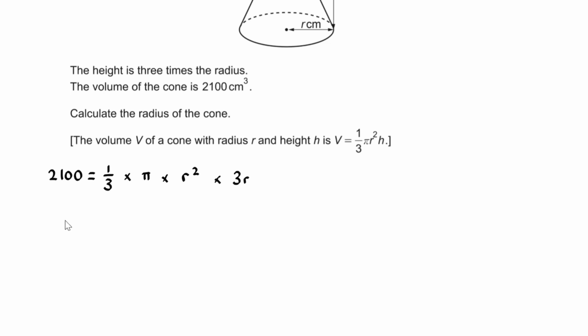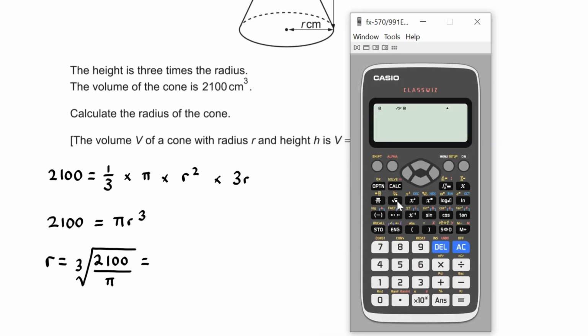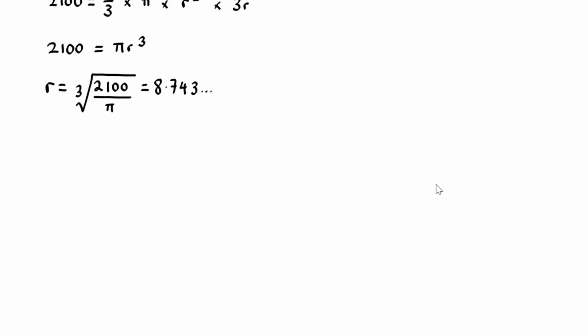Now we're told what the volume is, so we've got 2100 equals 1/3 times by pi times by r squared times by h, which is 3r. And so therefore, here the third and the 3 cancel, so we're left with 2100 equaling pi r cubed, and therefore r is equal to 2100 over pi, cube rooted. So if we work this out, we've got the cube root of 2100 over pi, which is 8.743, etc. So therefore, the radius is equal to 8.74 centimeters to 3 significant figures.